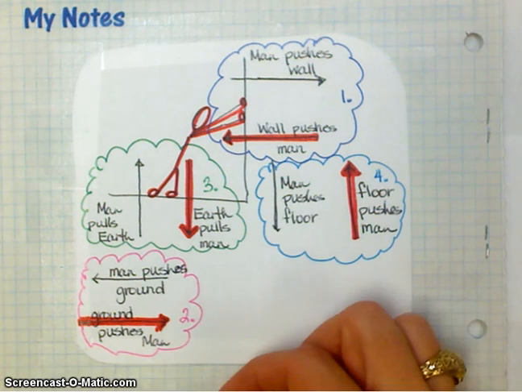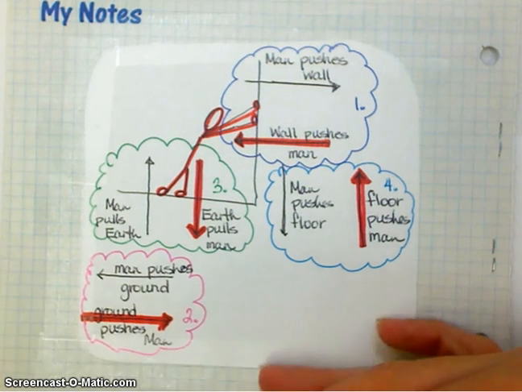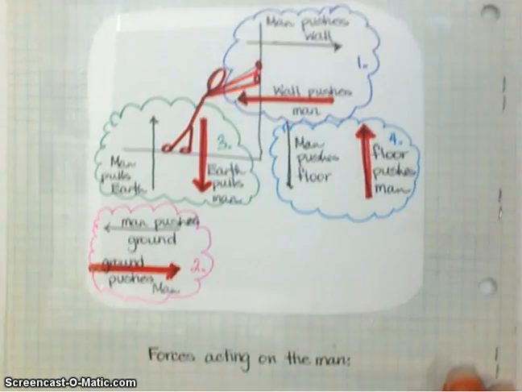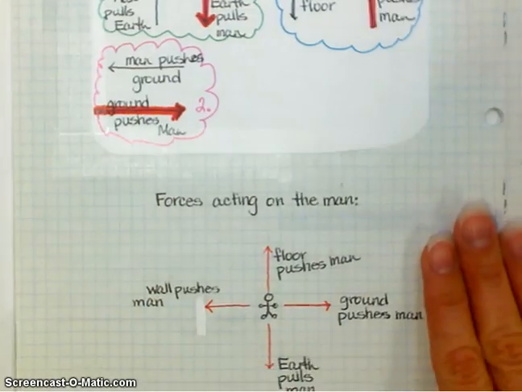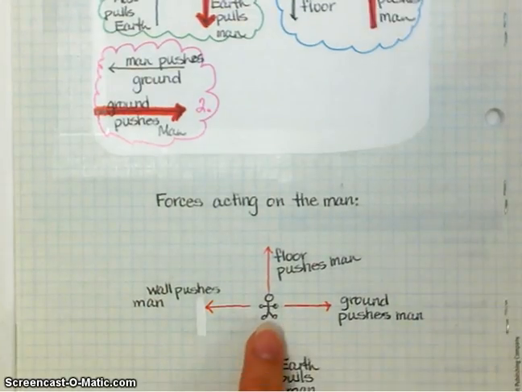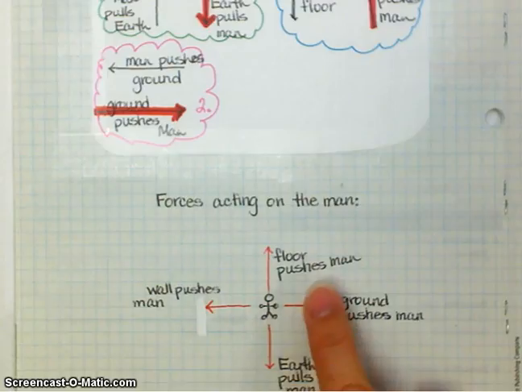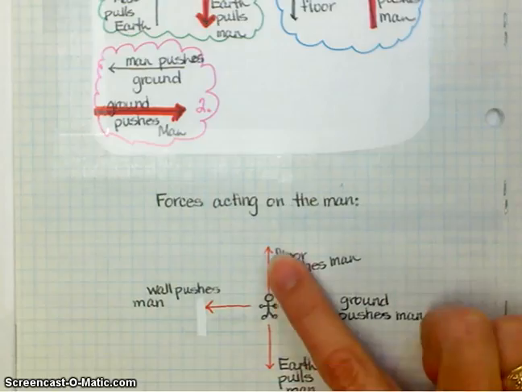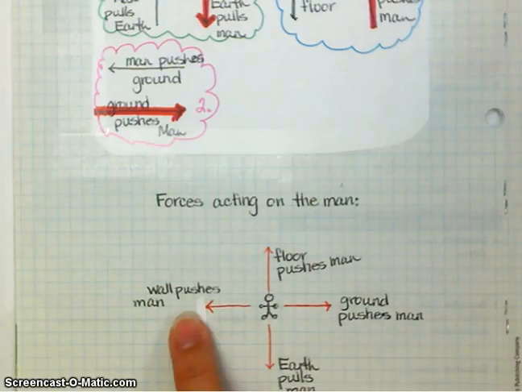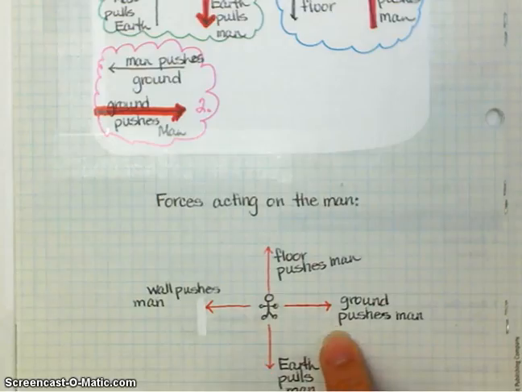So now what we're going to do is we're going to look at just those forces acting on the man. And you do need to be writing this down as we do this. Okay, so here's our little vector diagram for just the man. And you have the force pushing up on the man, opposite of the earth pulling down on the man. Those two balance each other. The wall pushes the man to the left, the ground pushes the man to the right, and those two balance each other, which is why he's not going anywhere right now.